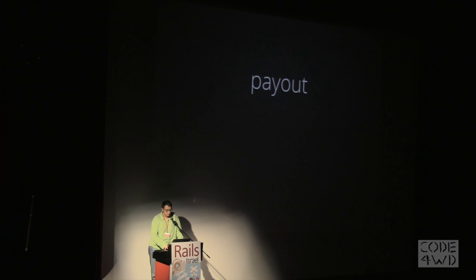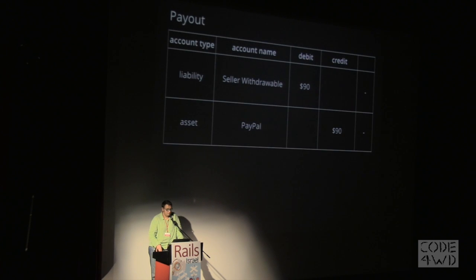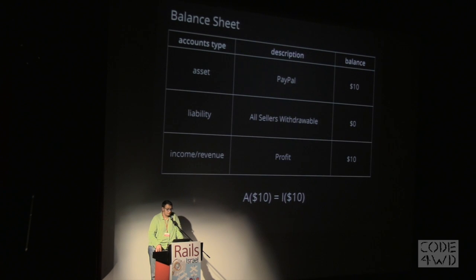So the payout will look like that. We will reduce our liabilities and reduce our assets on PayPal. So now we don't owe anything because our liabilities will go to zero, and our PayPal account will be reduced by the same $90. Right, so this is the balance sheet.